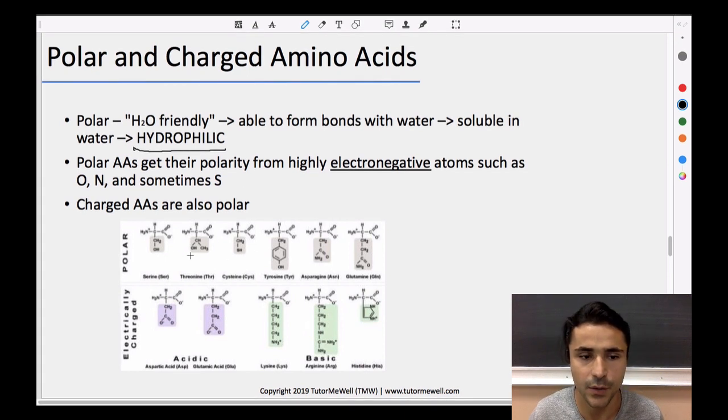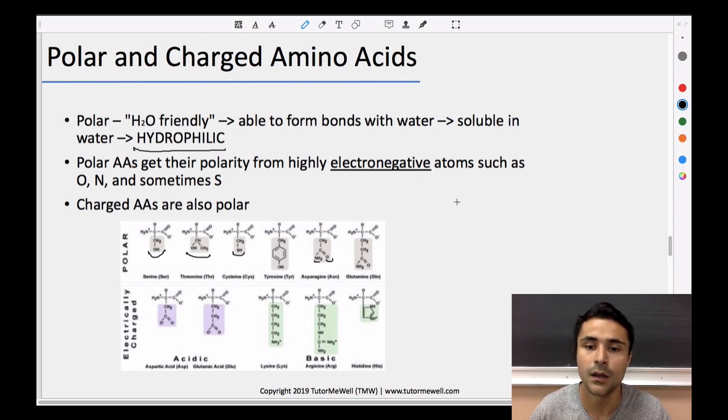So if you check these out, the polar amino acids, you'll see, for example, serine has an OH here. Threonine also has an OH plus one methyl. Cysteine has an SH. Tyrosine has an OH. Asparagine has oxygen and then amino here. And then glutamine has amino and oxygen. So all of them, almost all of them, contain at least one highly electronegative atom.